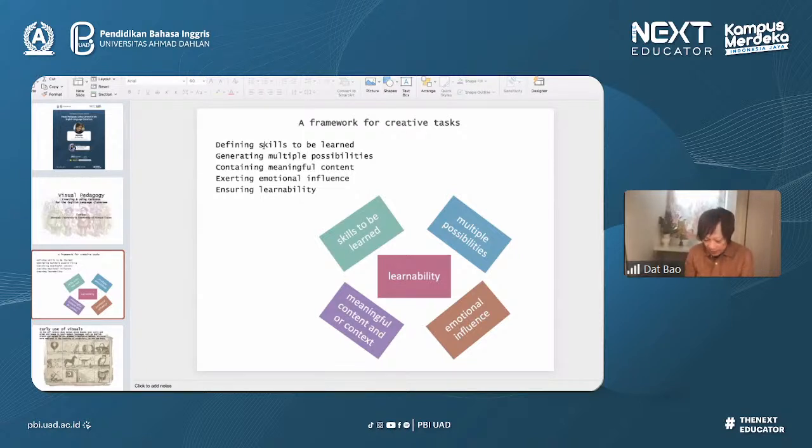So these five things actually come from research. Due to the time limit, I won't be able to present the research, but I'll save it for another occasion. This is just the first big picture. And then a bit of history. Feel free to interrupt me anytime to ask questions.